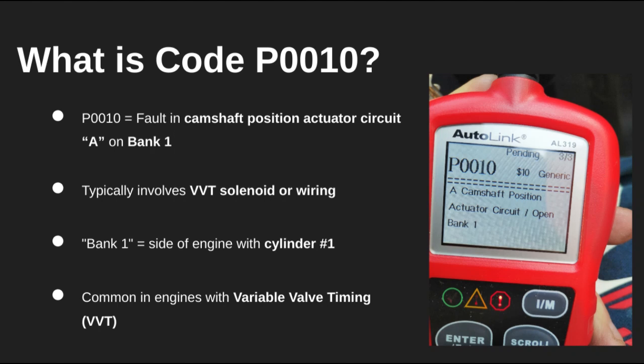Today we're talking about DTC P0010, which points to a fault in the A camshaft position actuator circuit on bank 1. That's the side of the engine with cylinder number 1. This code is typically found in engines that use variable valve timing, or VVT, which helps improve fuel efficiency and performance by adjusting cam timing. When the VVT solenoid, also known as the oil control valve, isn't working properly or isn't getting the right electrical signal, the PCM will set this code.